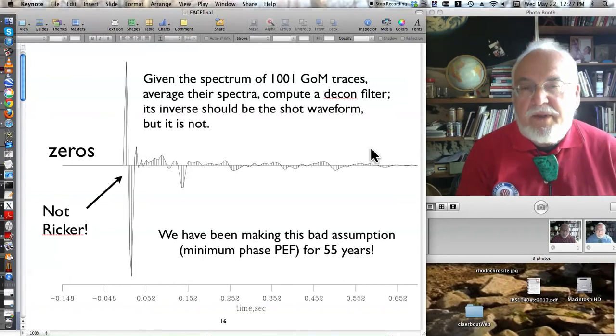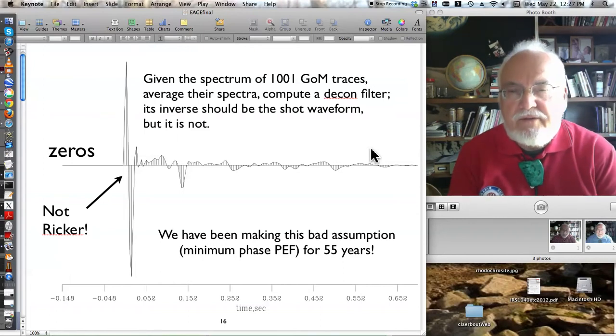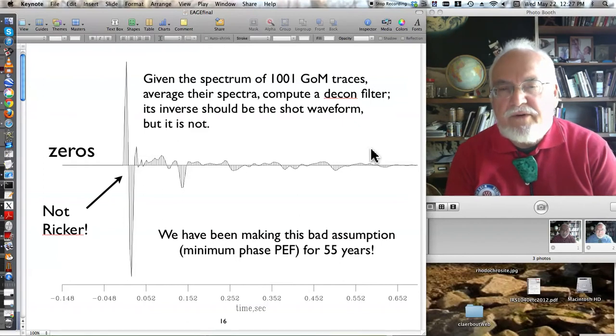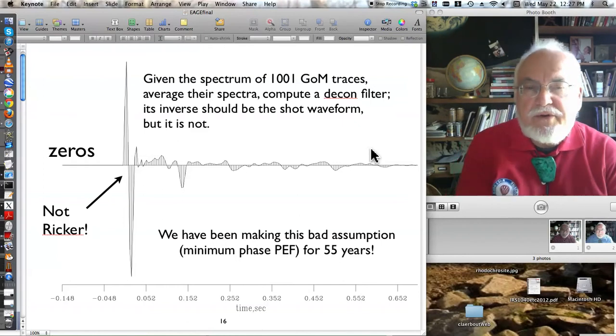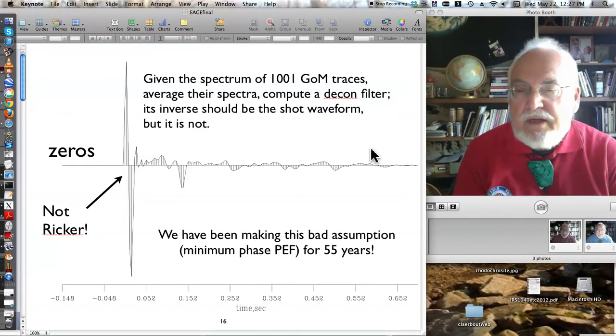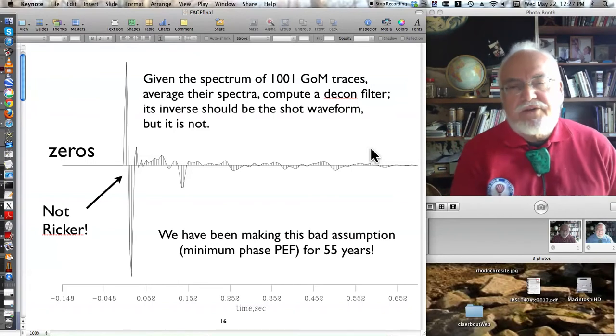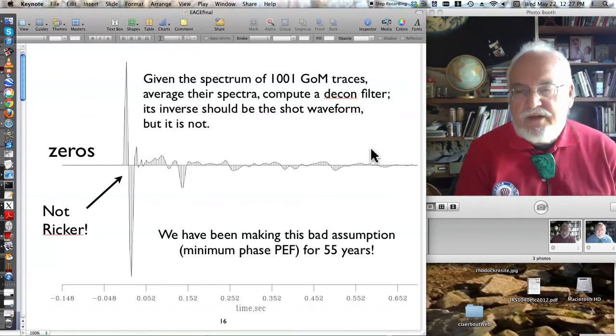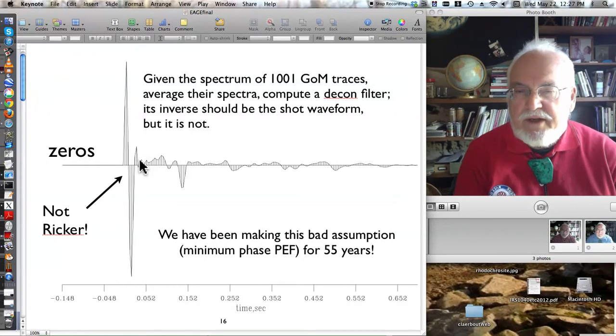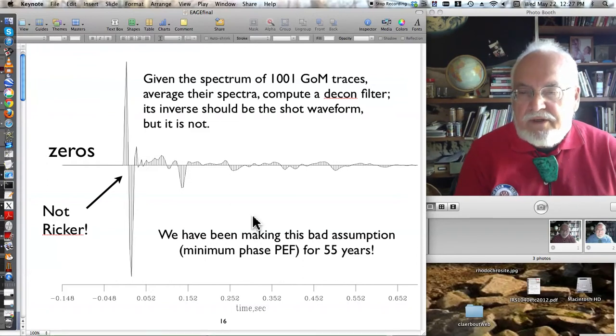I started with 1,000 traces in the Gulf of Mexico, and I averaged the spectrum of every one of them all together, and I computed a deconvolution filter. The inverse of that deconvolution filter should be the shot waveform, but it is not a Ricker wavelet. So we've been making this assumption for 55 years, and you've just seen seismic data that shows you should be looking at Ricker wavelets, and you're not looking at them with conventional causal predictive decon.